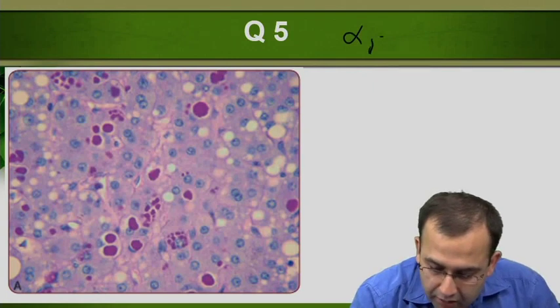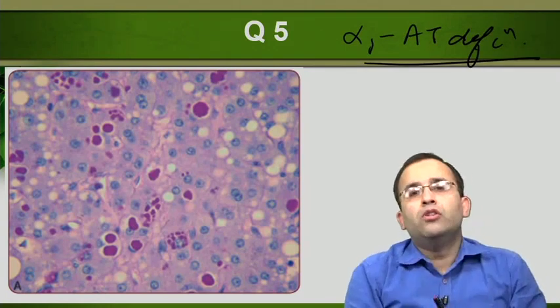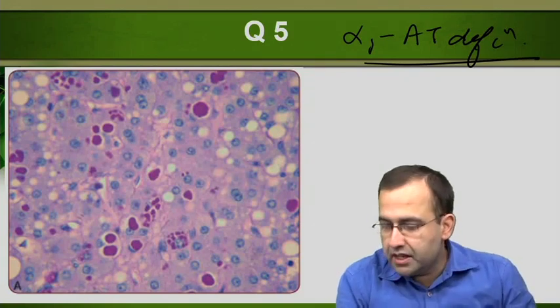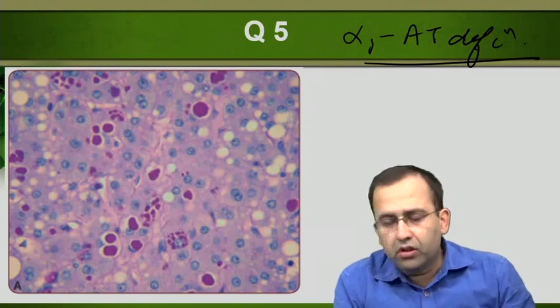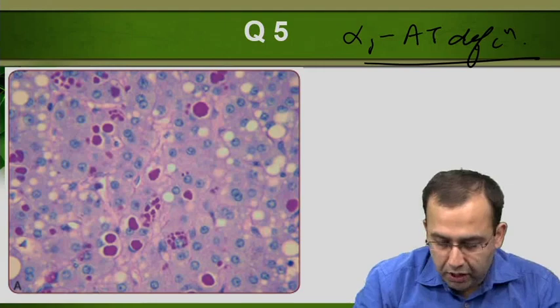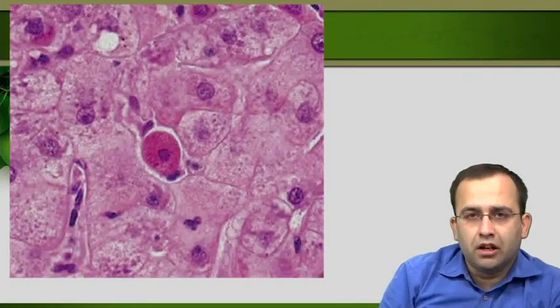This is alpha 1 antitrypsin deficiency. Majority of you were wrong in this. Close to 90% of students told me the answer either as Councilman, Mallory line, or ground glass, which was very few. Majority told me Councilman or Mallory line. Look, before I come to this slide, let us start with the basics in liver.